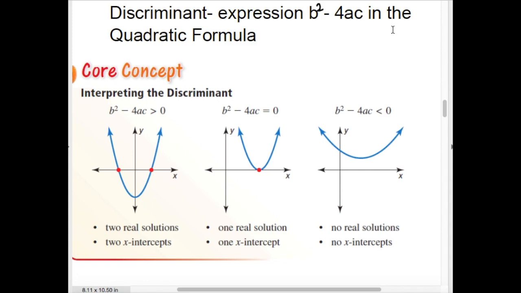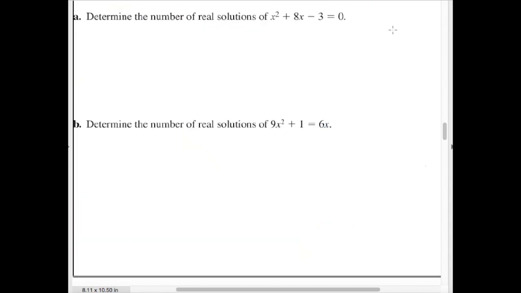Here's one tip before we move on to determine the number of real solutions. The solutions of a quadratic equation may be real numbers or imaginary numbers. You will study imaginary numbers in future courses.